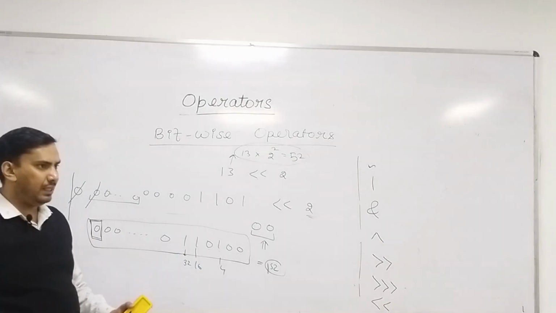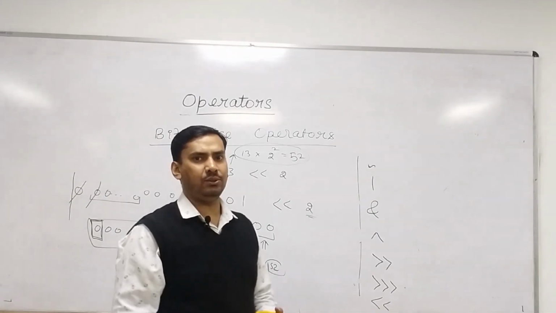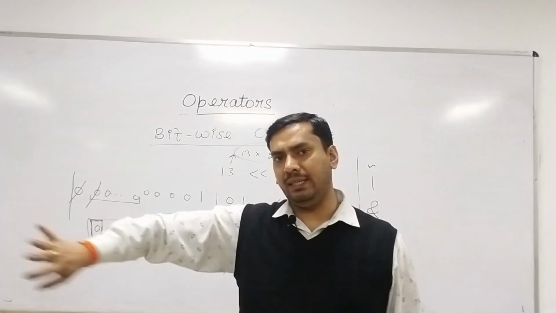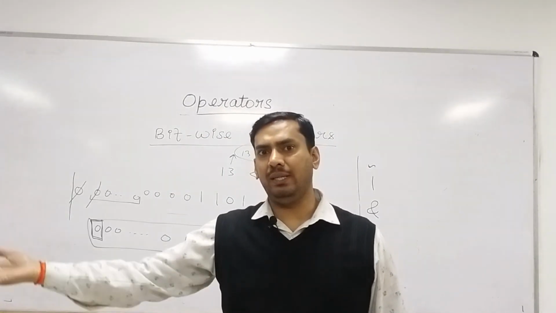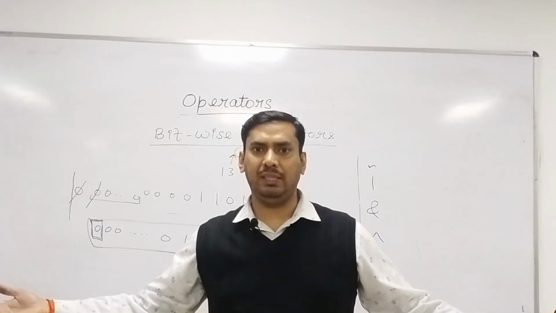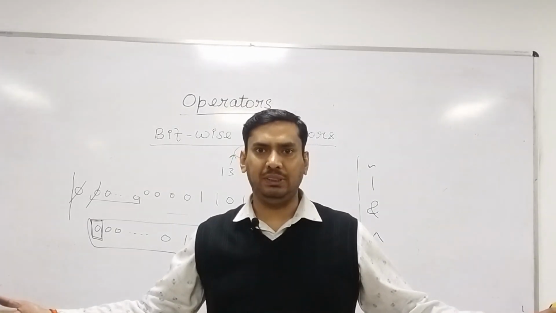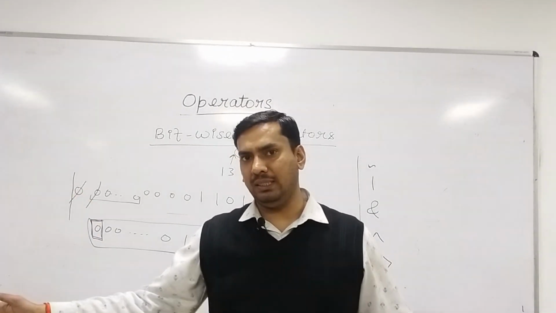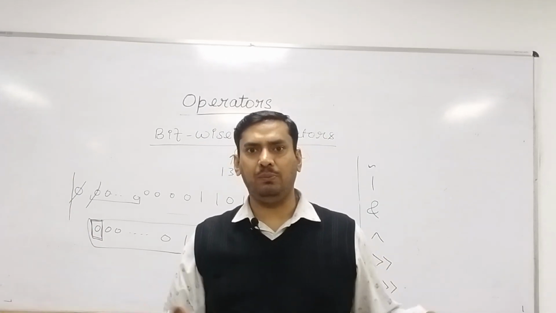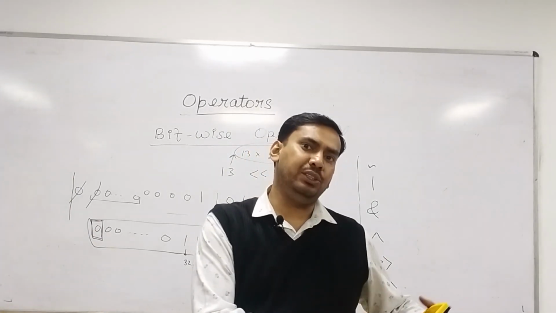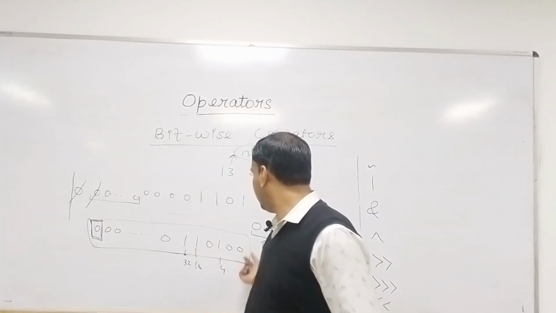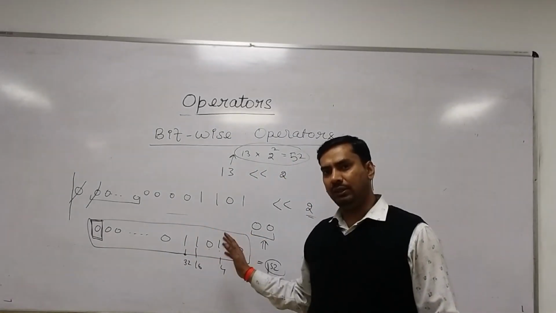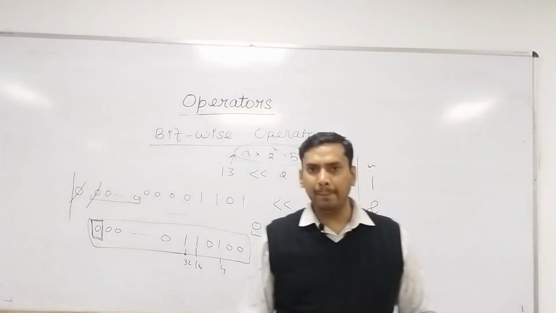Right? So again summarizing, in case of left shift, what is going to happen? From the left side of your number, the digits will be discarded. How many digits? Equal to the number of bits you are writing on the right side of your shift operator. So that many bits will be discarded, and to compensate those bits, that many zeros will be added to the extreme right side in the number. Something like this. So this is your left shift operator.